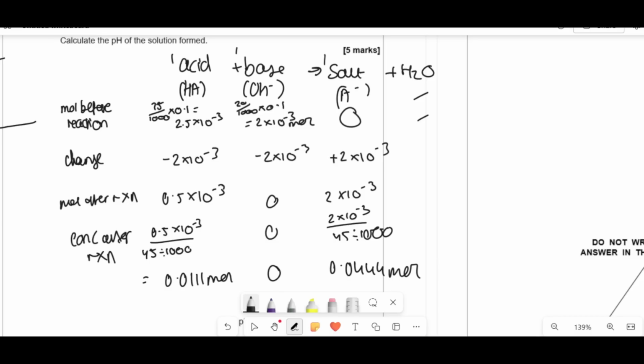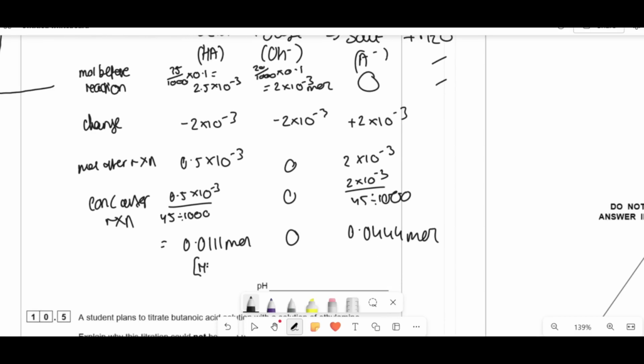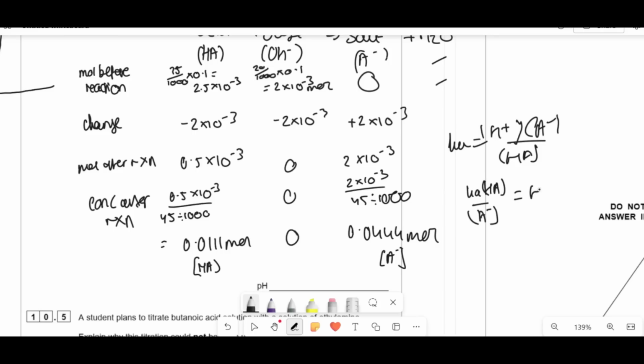And then what people do is they completely forget what they just spent all that time working out and then go and do something completely random and get it wrong. Look at what you just worked out. We just found the concentration of HA and the concentration of A minus. So that means the formula we're going to use is Ka equals H plus A minus all over HA. So let's rearrange that. So Ka times HA all over A minus is going to equal your H plus.